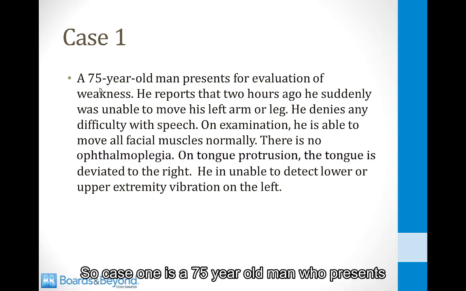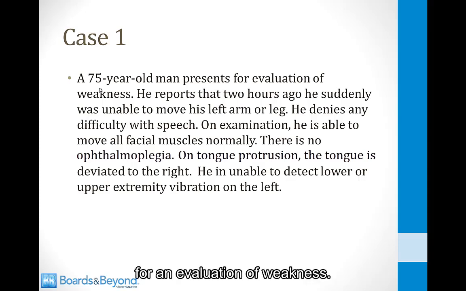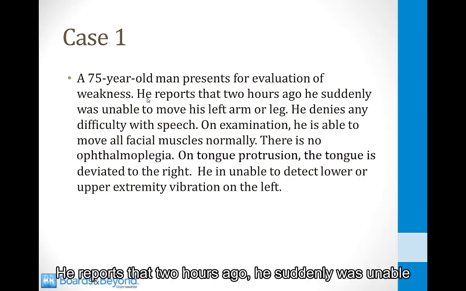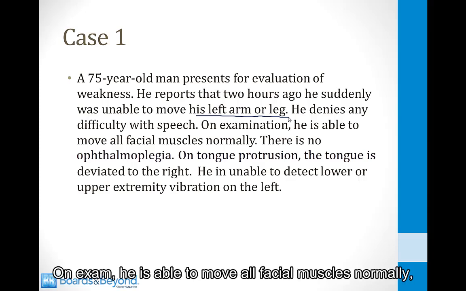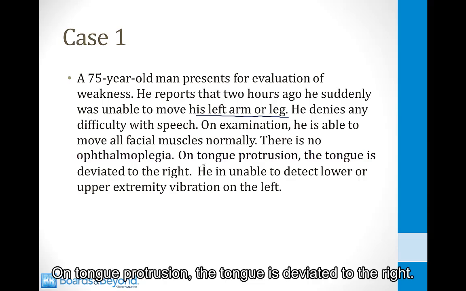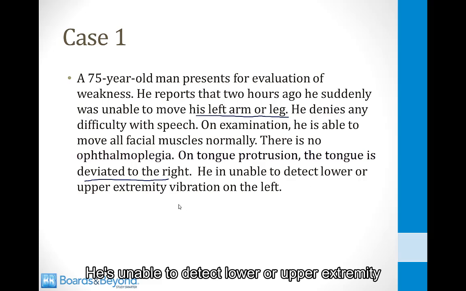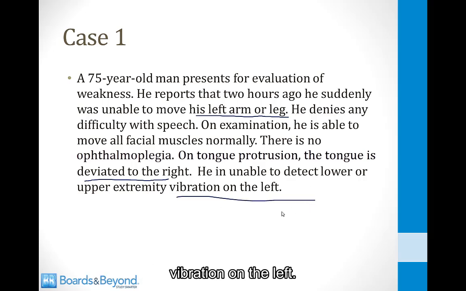So case 1 is a 75-year-old man who presents for an evaluation of weakness. He reports that 2 hours ago he suddenly was unable to move his left arm or leg. He denies any difficulty with speech. On exam he is able to move all facial muscles normally. There is no ophthalmoplegia. On tongue protrusion the tongue is deviated to the right. He's unable to detect lower or upper extremity vibration on the left.